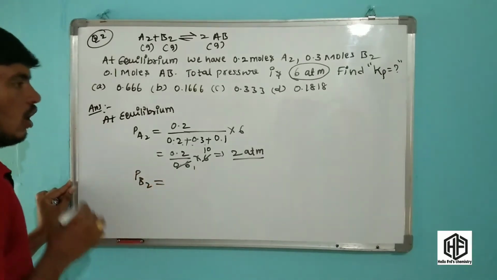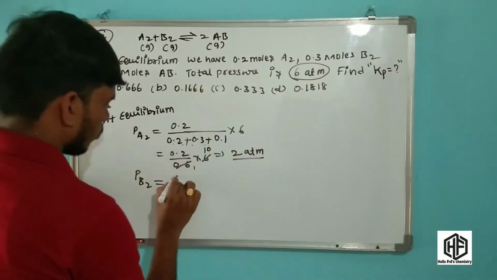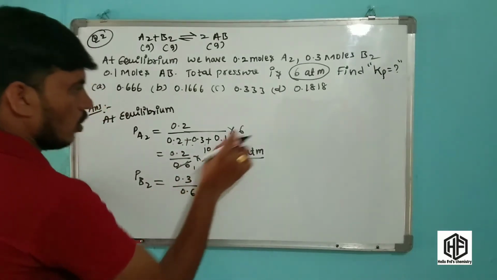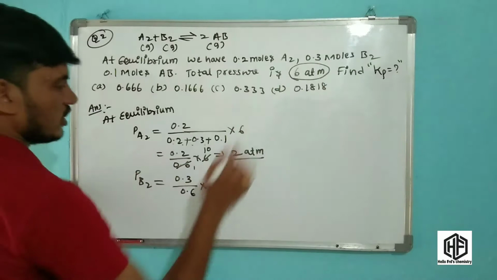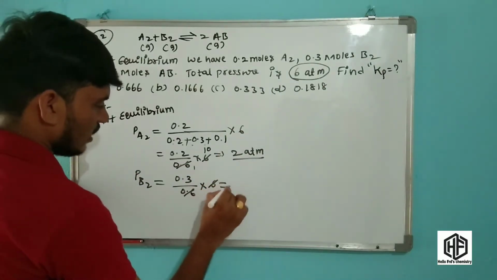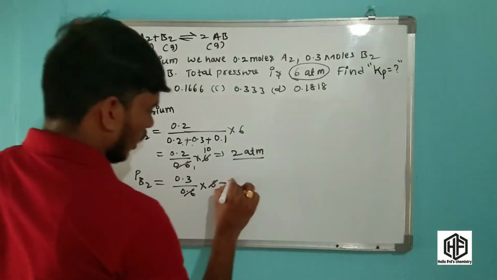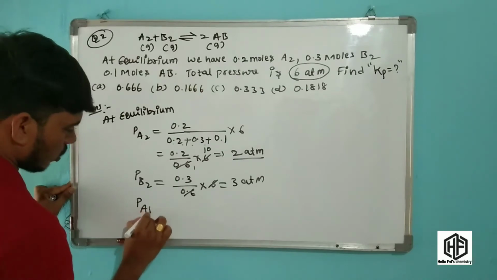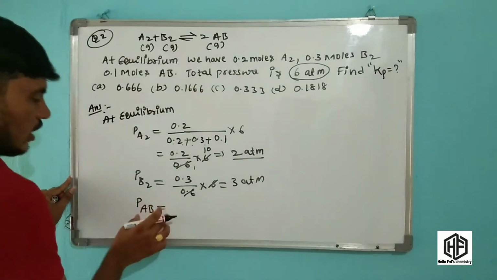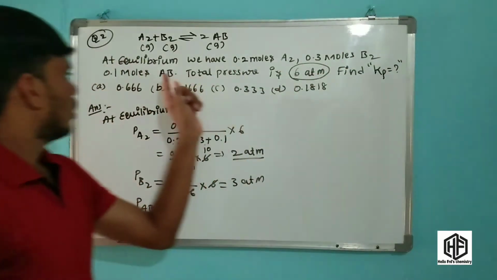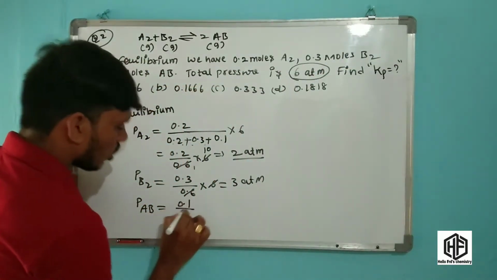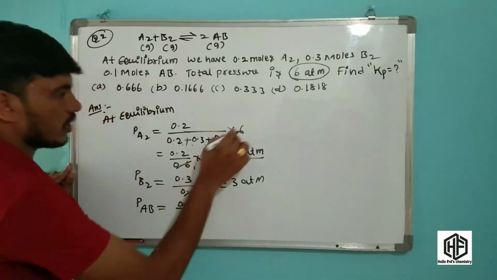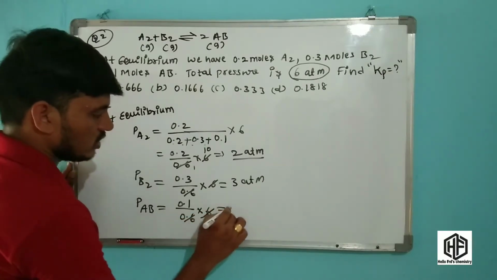The partial pressure of B2 is the moles of B2, 0.3, by total moles, 0.6, into the total pressure, 6. What is the value? 10 into 0.3 is 3 atm. Now the partial pressure of AB is the moles of AB, 0.1, and the total moles of this system is 0.6, with total pressure 6. Now the value is 1 atm.